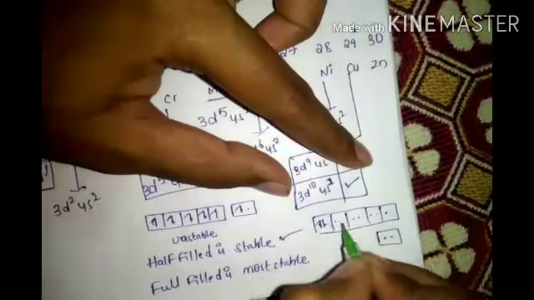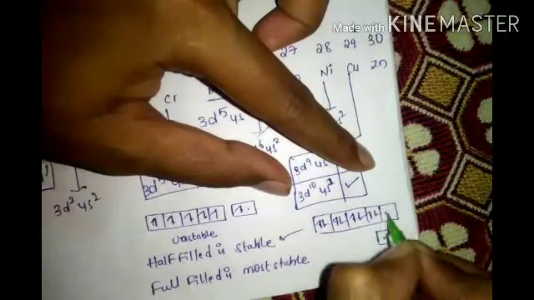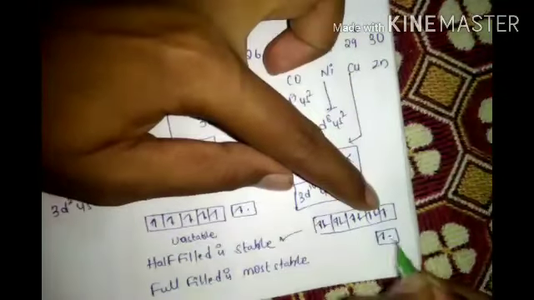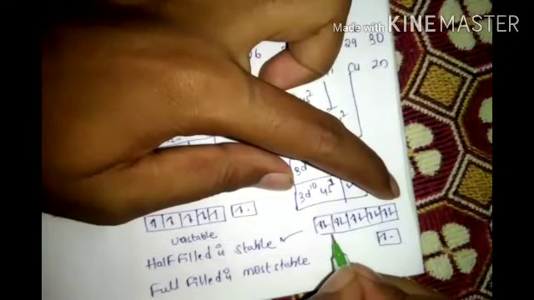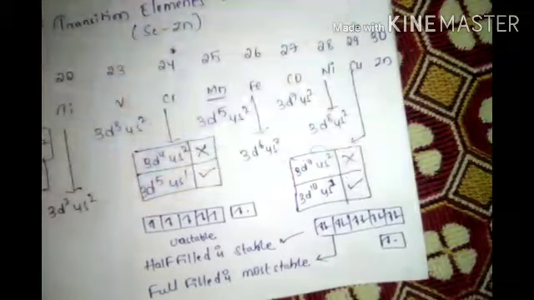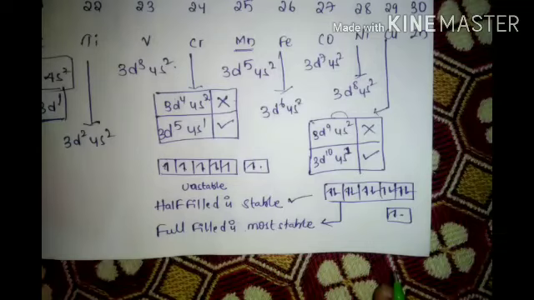That's why 1, 2, 3, 4, 5, 6, 7, 8, 9. Here 2, here 1. But this electron is coming to here. Now this is the most stable one. Full filled is most stable.